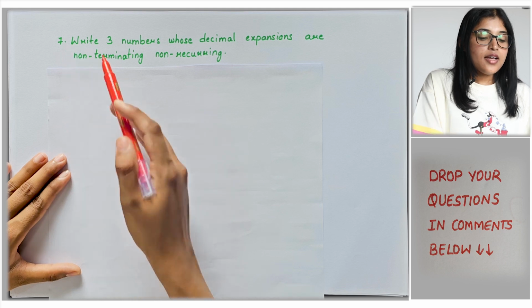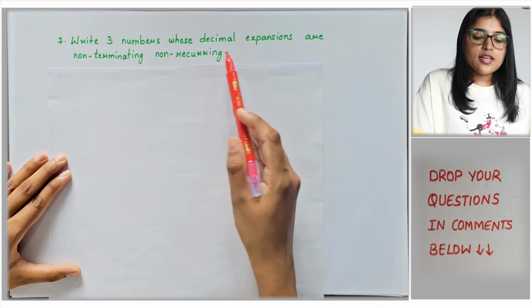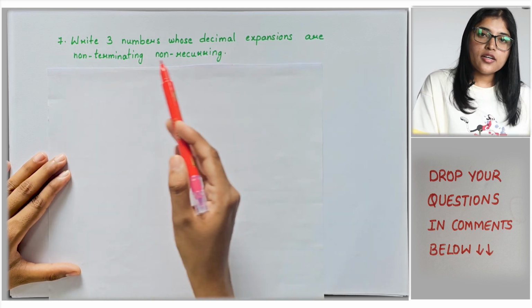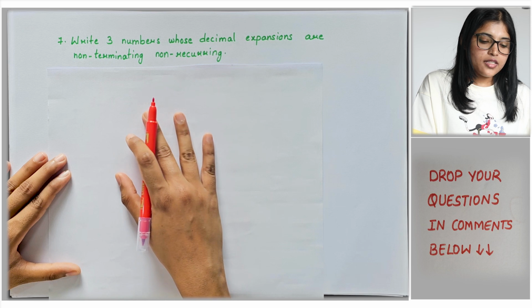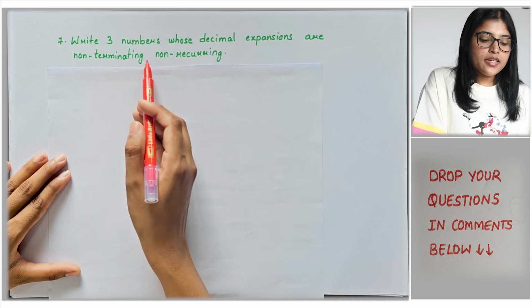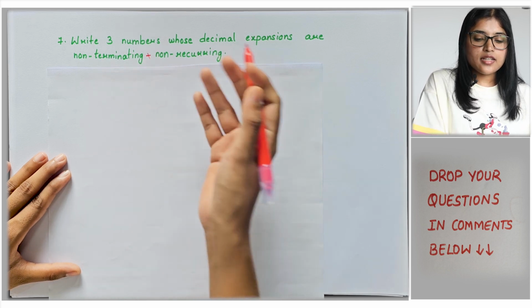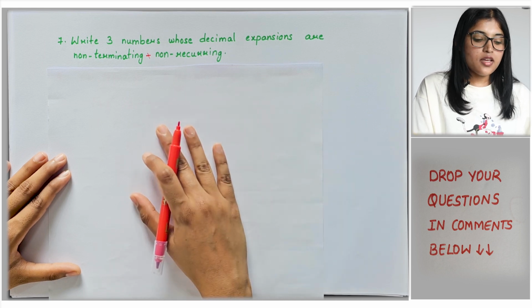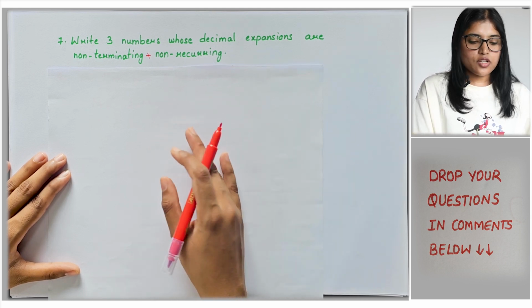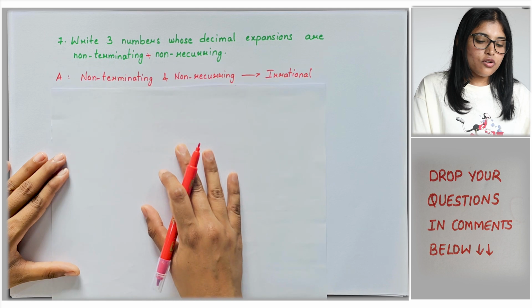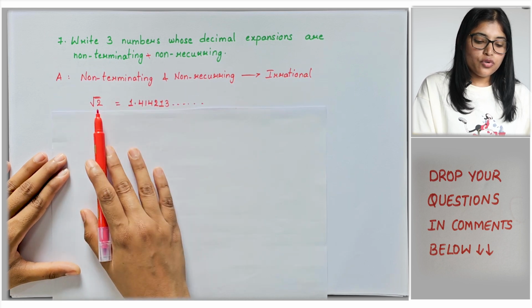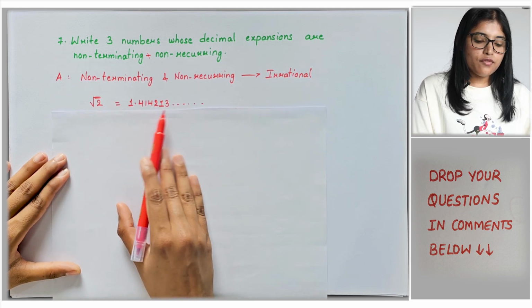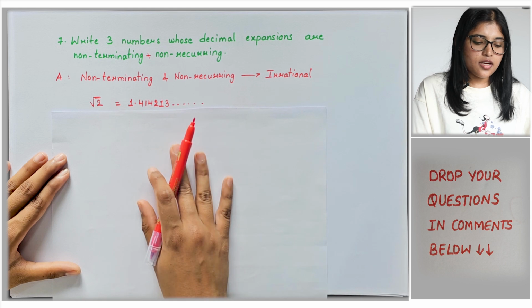Seventh question, write 3 numbers whose decimal expansions are non-terminating and non-recurring. So non-terminating and non-recurring is nothing but irrational numbers. How do we know what are the irrational numbers? The numbers that don't have perfect squares, like we discussed earlier. So for example, we know root 2, which is 1.414213. We know that this is an irrational number.